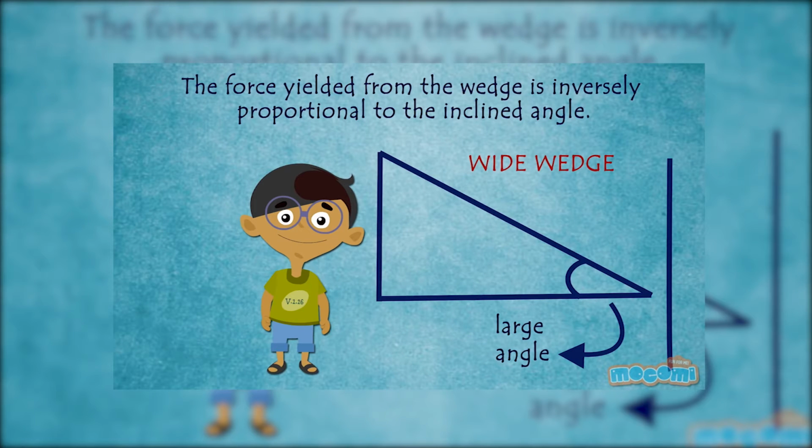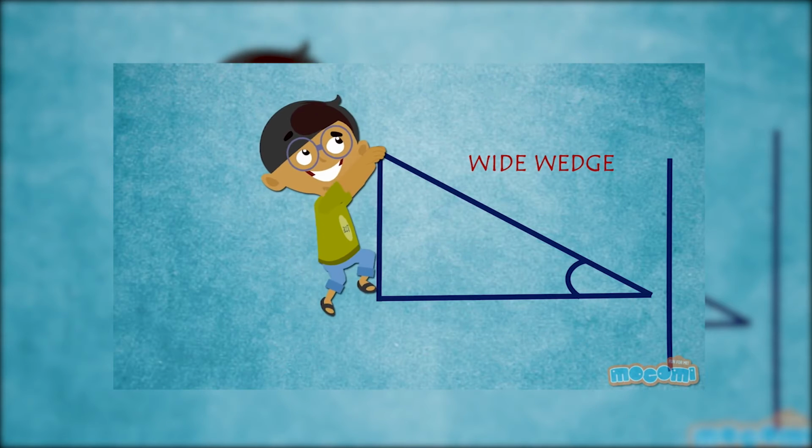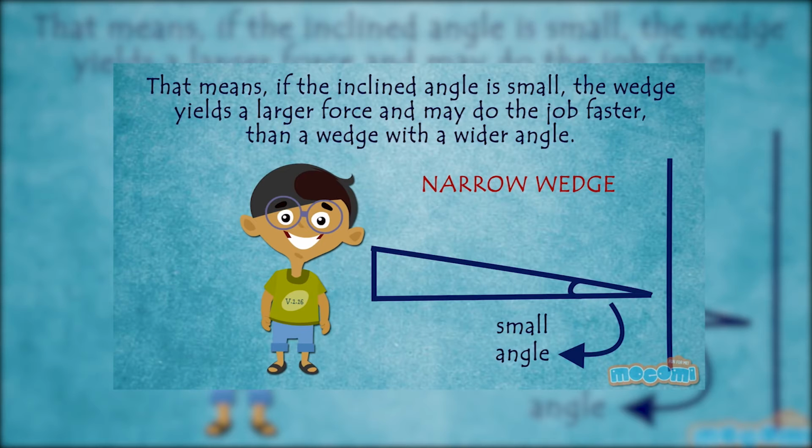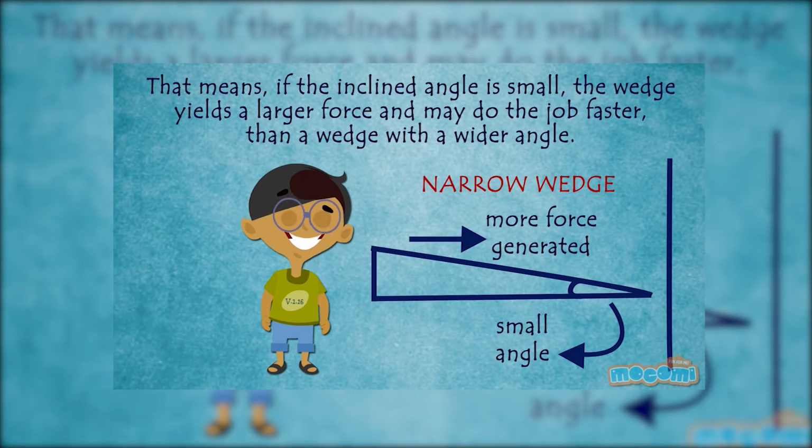The force yielded from the wedge is inversely proportional to the inclined angle. That means, if the inclined angle is small, the wedge yields a larger force and may do the job faster than a wedge with a wider angle.